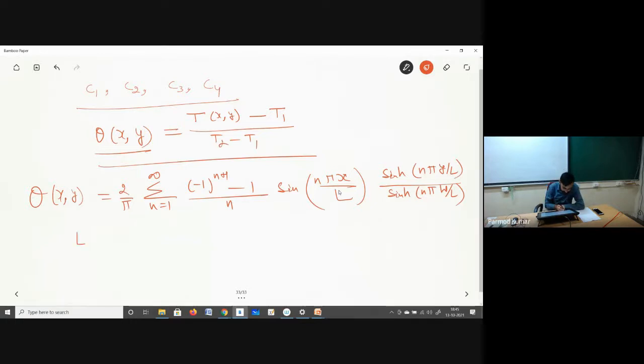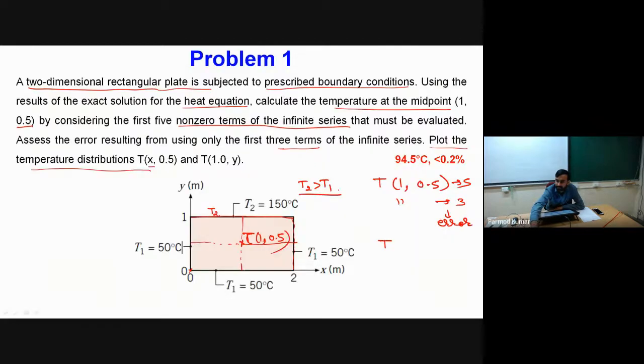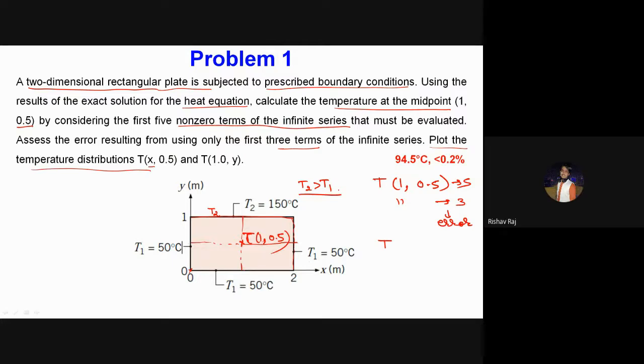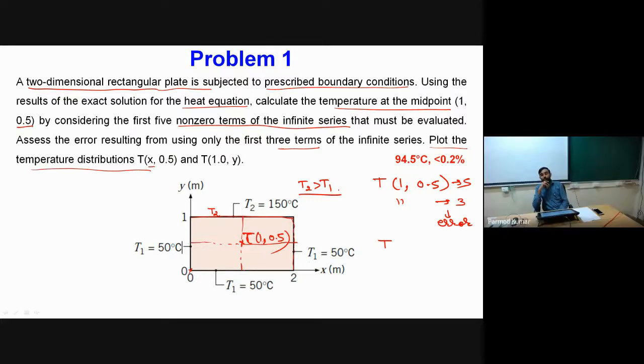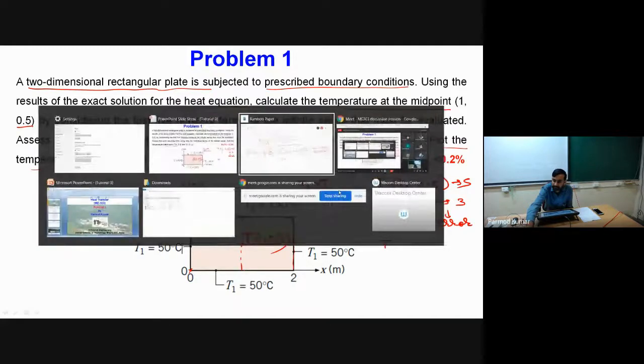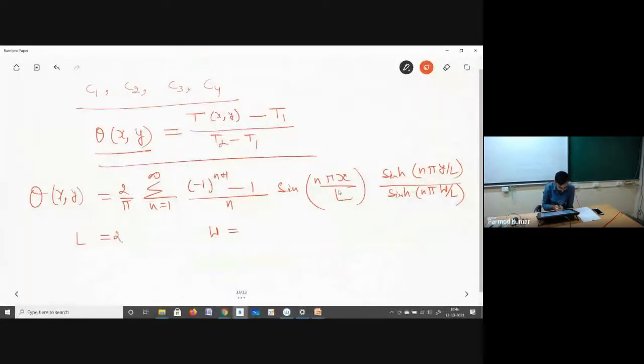So now can you tell me what is L and what is W in this question? How much is L and how much is W? After looking at this figure, can you tell me how much L and W are? L is 1 and W is 2. L is 2 and W is 1. L was taken along the x direction in that particular derivation. So L is equal to 2 and W is equal to 1.